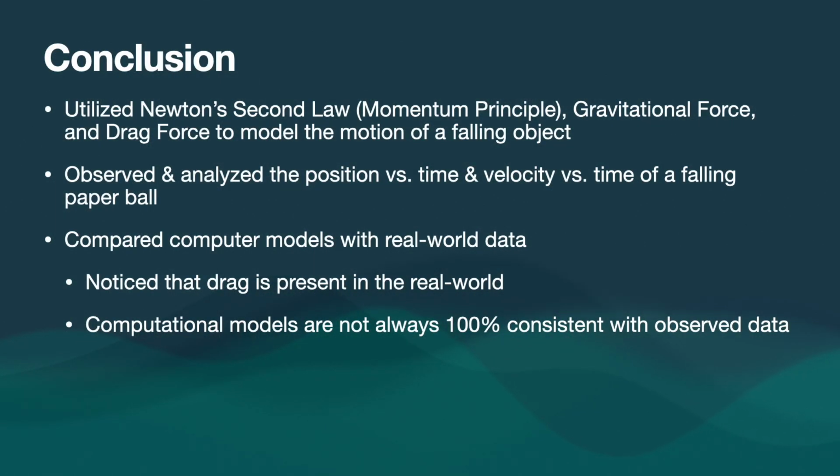In conclusion, we utilized Newton's second law, the momentum principle, gravitational force, and drag force to model the motion of an object that is falling. We observed and analyzed the position versus time and velocity versus time of a falling paper ball, and then we compared computer models with real-world data. We noticed that the drag is present in real world, and the computational models are not always 100% consistent with observed data.